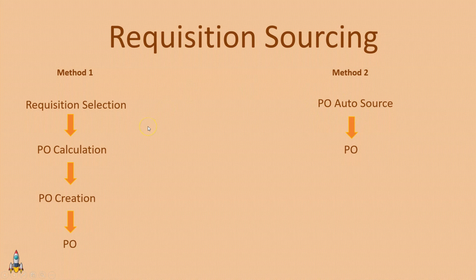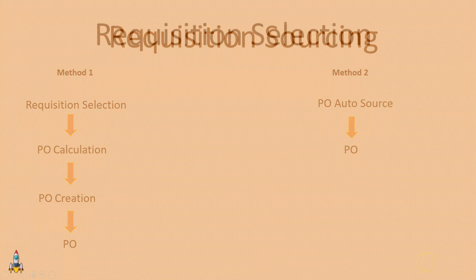So one important thing to understand is that these processes need to be run in this sequence only. Alright, so let's start with method 1 and let's understand the requisition selection process. Requisition selection is a process which selects the requisition and puts its data into PO staging tables.